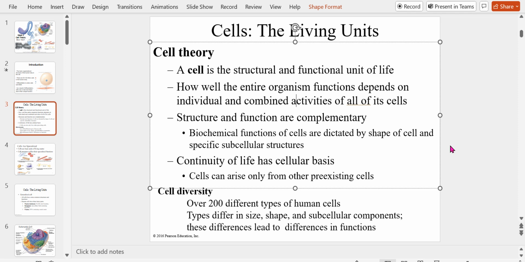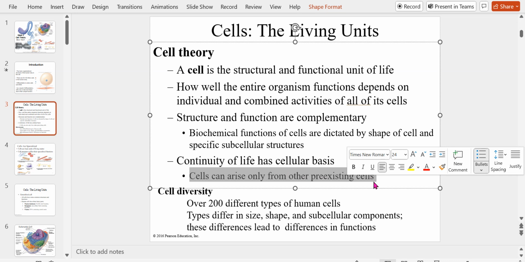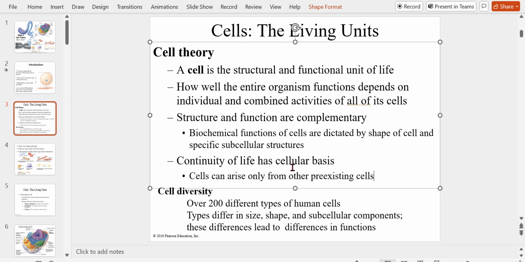Continuity of life has a cellular basis. Cells can arise only from other pre-existing cells. You look at that sentence, it's pretty obvious, but you've got to say these things in science in order for them to be actually true. Of course, cells arise from other pre-existing cells. Basically what we're saying here is that cells aren't being created out of magic, just arising from nothing. Something has to come from something.